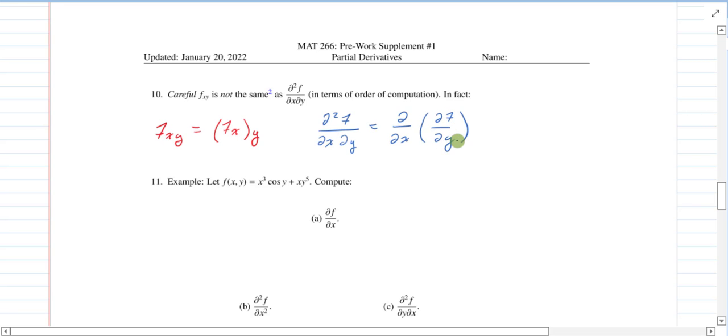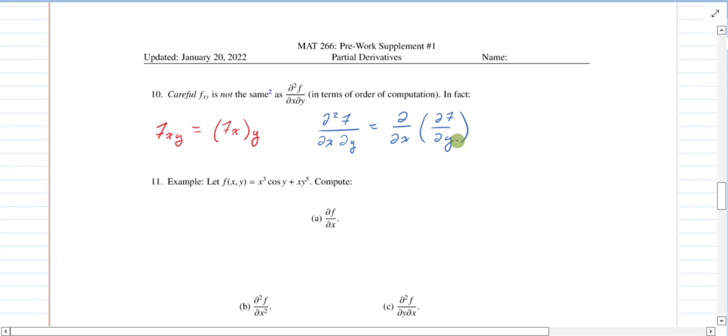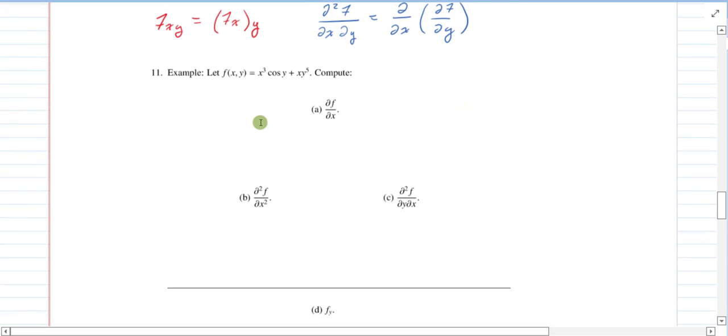Folks, if this ordering issue is still giving you difficulty, please, it's not the end of the world. You'll get some time to get used to it, but do let me know if you have any questions. Okay, so now that we've dealt with that ordering issue, let's go ahead and take some second partial derivatives here.